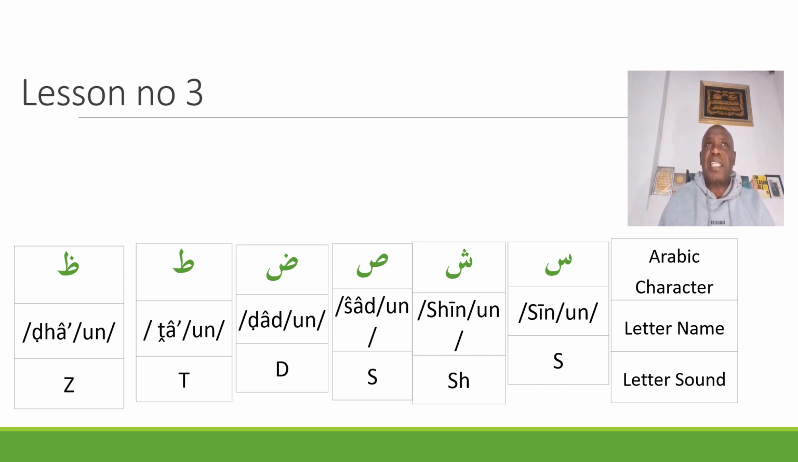Okay, now let's see the examples of how these letters sound in English. Right, we are starting here with the letter Sin. So as you can see, Sin is pronounced Sin, and it's like an S in English.